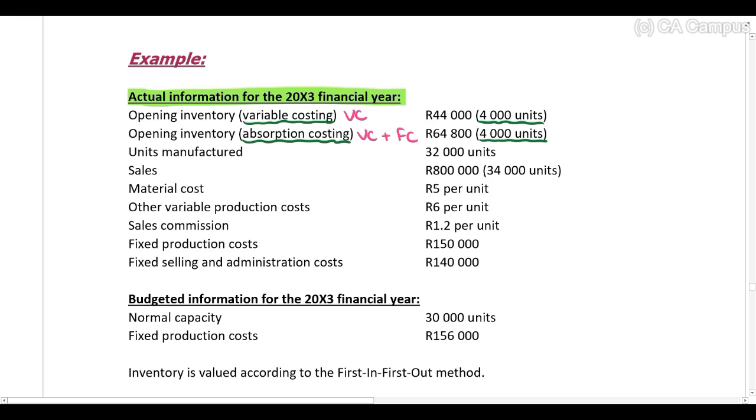We've then been told the number of units that they manufactured during the year. We have their sales, the rand value, and also the number of units. We've got the material cost per unit, the other variable production costs, sales commission, fixed production costs, and fixed selling and admin costs. Now let's just mark these off. We know that our material cost is a product cost. We are allowed to include the cost of material in the cost of our inventory.